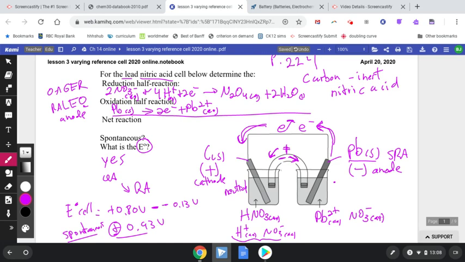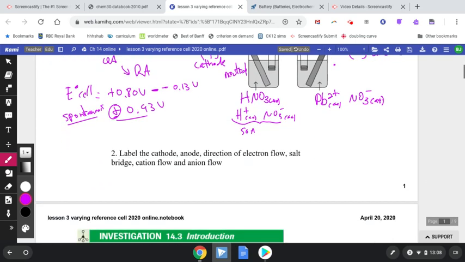Okay, so that's a bit of a review of an inert electrode in a voltaic cell. Now, we did all this: cathode, anode, direction of electron flow. We didn't label the salt bridge.